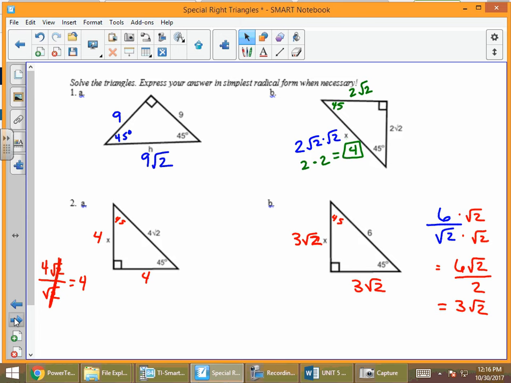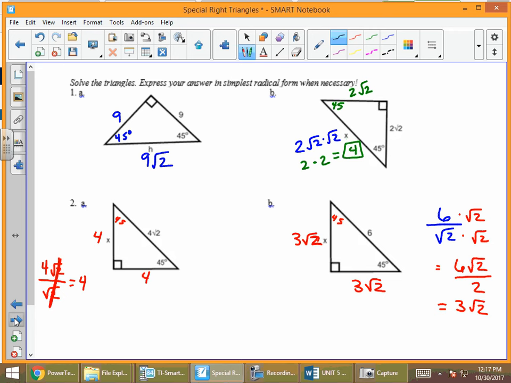Okay? Here's a shortcut to rationalizing. Whatever number's in the bottom, what's 6 divided by 2? And what did we write next to the 3? Radical 2. So a way to check your answer, or a shortcut: whatever number's in the bottom, 6 divided by 2 is 3. Tack on the radical in the bottom, and that's going to be your answer.